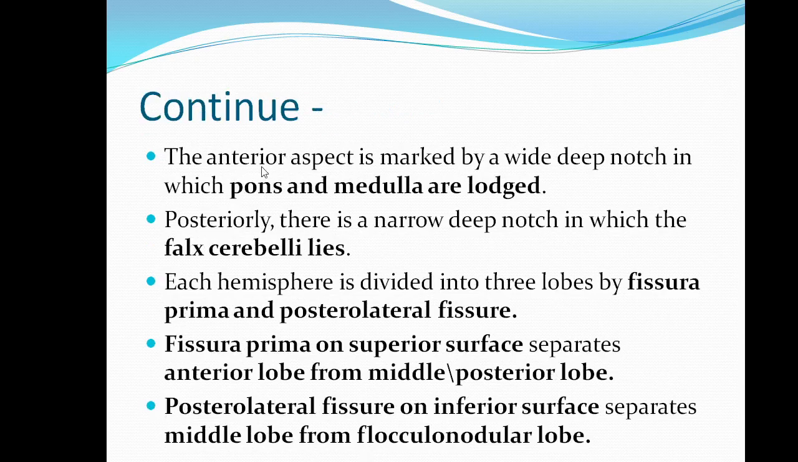The anterior aspect is marked by a wide deep notch in which pons and medulla are lodged. Posteriorly, there is a narrow deep notch in which the falx cerebelli lies. Each hemisphere is divided into three lobes by fissura prima and posterolateral fissure. The fissura prima on superior surface separates the anterior lobe from the middle or the posterior lobe. The posterolateral fissure on inferior surface separates the middle lobe from the flocculonodular lobe.